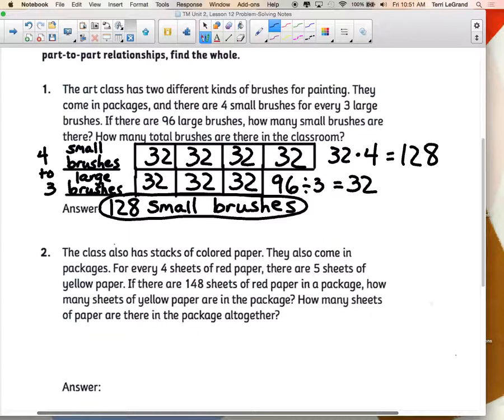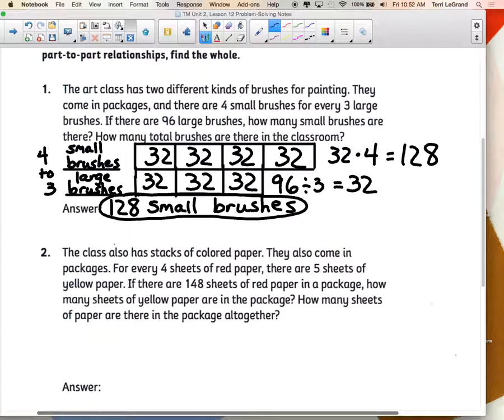Is there a shortcut to that? 32 times 7. That's one shortcut we could take. What's another shortcut we might be able to take? 128 plus 32. We could take 128 and add 32 to it? That would mean then that we're adding 128 small brushes to 32 large brushes. Would that give us the total? No. Okay, so we can add all the 32s up. We can say 32 plus 32 plus 32 plus 32 plus 32 plus 32 plus 32. Or we heard we could take the shortcut, and that really is the same as taking 32 times 7.